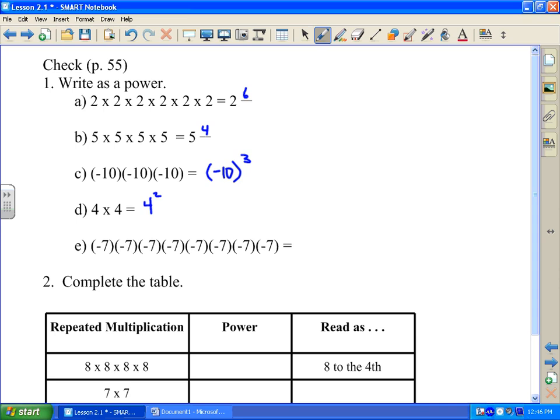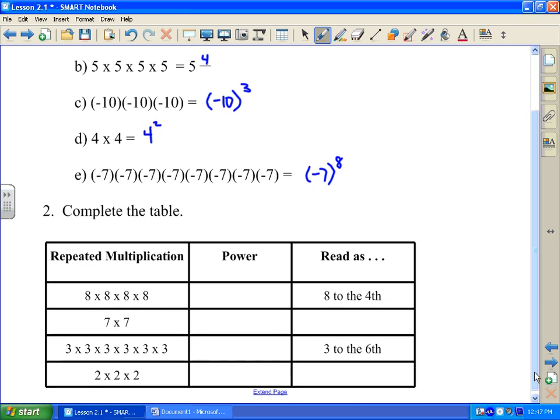Now E, negative 7 is my factor. How many times did it occur? 1, 2, 3, 4, 5, 6, 7, 8. So we write negative 7 as the base, 8 is my exponent. So negative 7 to the 8th power. All right, let's complete this table. How do we write this as a power? We'd write it as 8 to the 4th power, and we'd read that as 8 to the 4th.